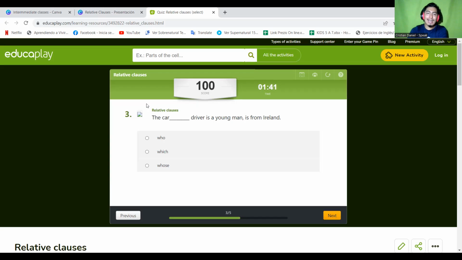Number 3, the car driver is a young man, is from Ireland. Okay, what could be the right answer? The car and the driver. Okay. The car, whose driver, because the car is a driver's possession, is the Irish person's possession. So that's why we use whose.